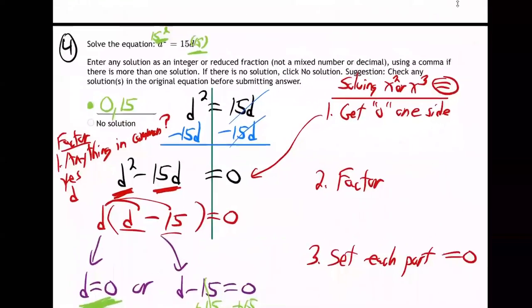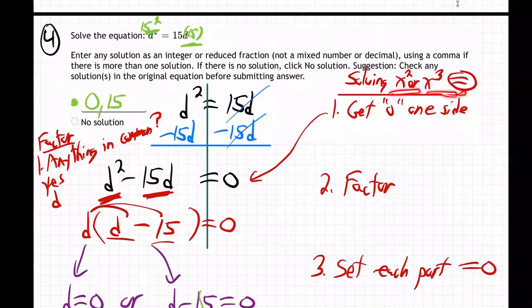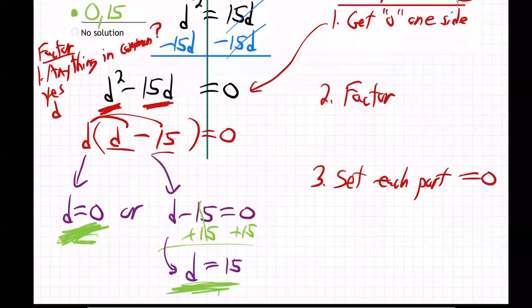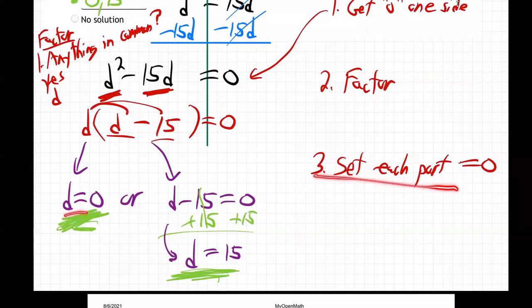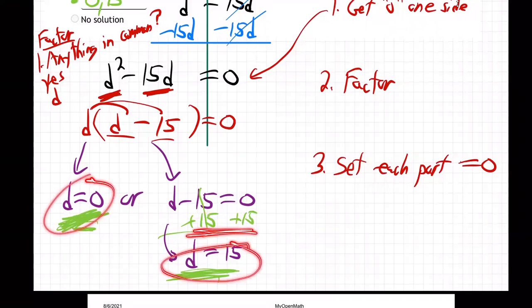So how do we do it again? When you have an x squared or x cubed with an equal sign, step 1, get a 0 on one side. It's all about 0. Step 2, factor. So we took out the d they have in common. Then step 3, set each part equal to 0. Each part, the d alone, the d minus 15. Why? Because if two things multiplied equal 0, either one could be 0 to make that true. This one's done. D's alone. Get d alone over here. That one's done. There's our two answers. There we go.